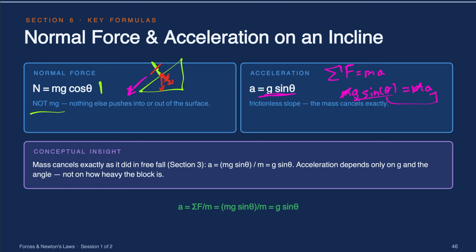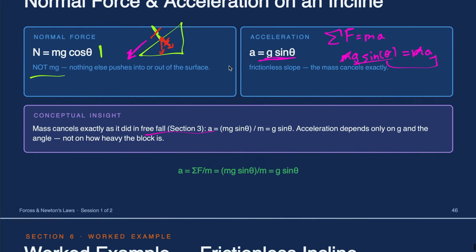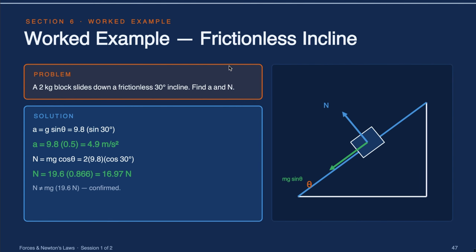So very similar to how mass canceled in free fall, right? Mass doesn't matter when you're looking at free fall and when gravity is the only force acting on an object. What matters is the angles and all those other things. Okay? So pretty neat, right? You'd never thought gravity could be broken into parts, and the normal force could be different. So let's try an example.